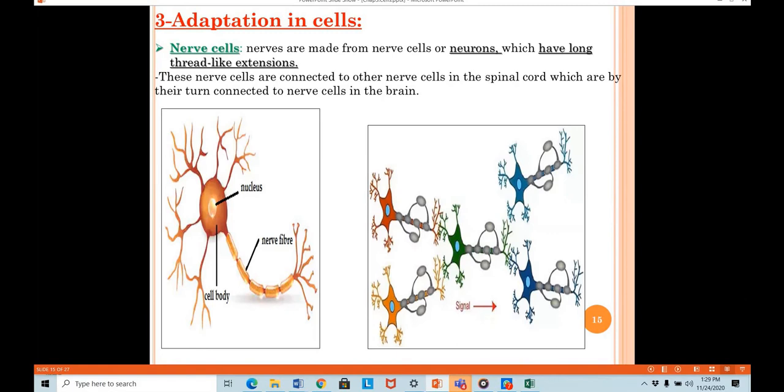The nerves are made from nerve cells or neurons, which have long thread-like extensions. So these are the long thread-like extensions, and these nerve cells are connected to other nerve cells in the spinal cord, which in turn are connected to the nerve cells in the brain. Now we studied under the major organ systems that the nervous system consists of two main parts. Which are they?